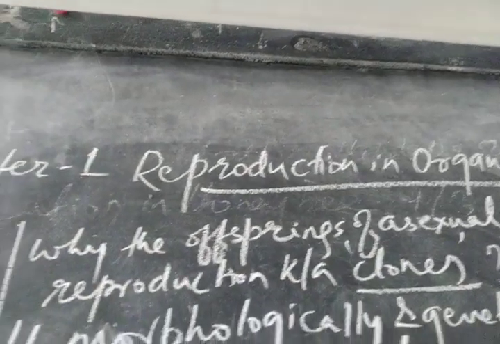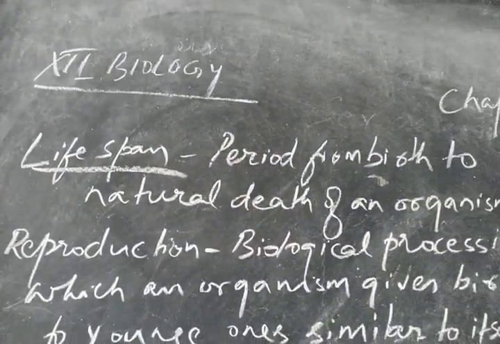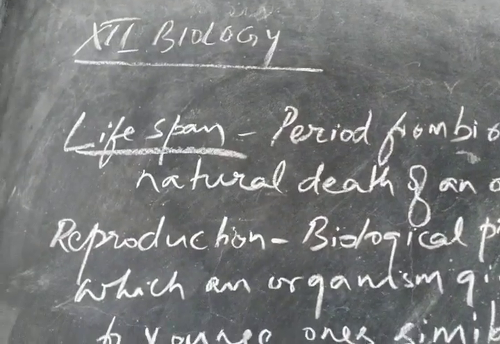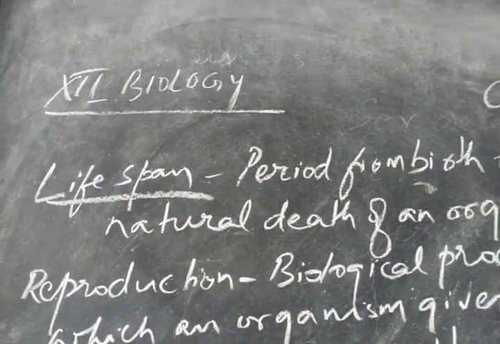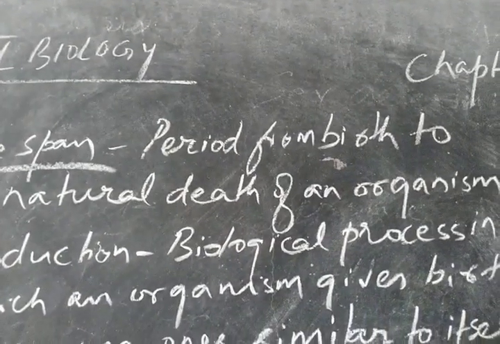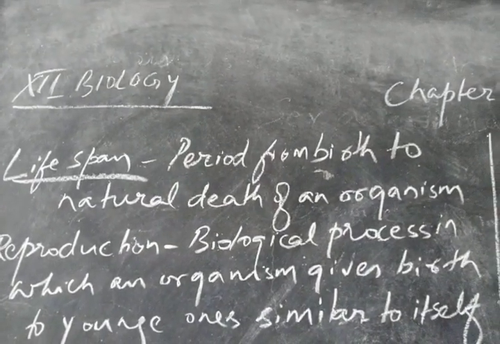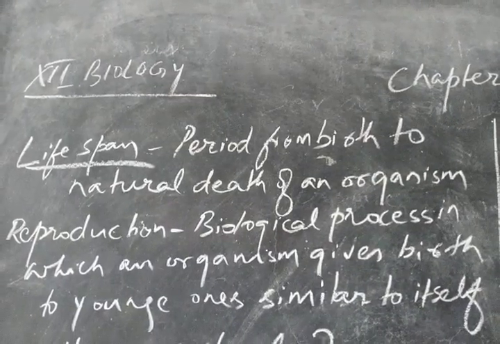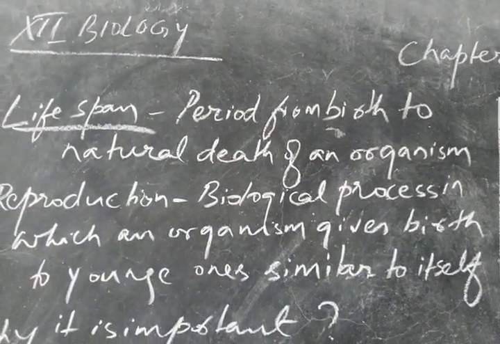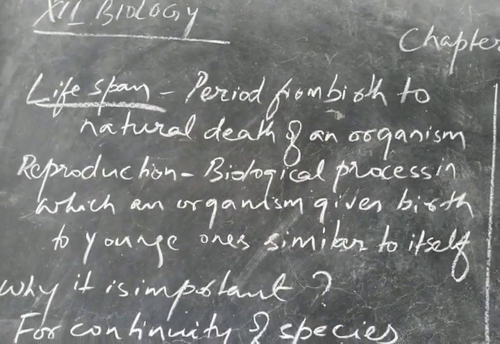So today we are going to start the first chapter, Reproduction in Organisms. And here the first definition that arises is: what is lifespan? Lifespan is the period from birth to natural death of an organism. You can take a screenshot of the video where you want to write it.